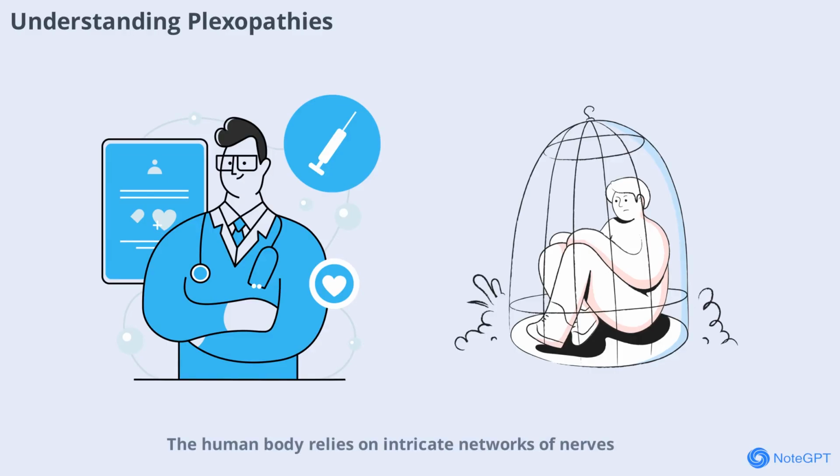The human body relies on intricate networks of nerves to transmit signals between the spinal cord and the limbs. Among these, the brachial and lumbosacral plexuses stand out for their complexity and importance. These plexuses are responsible for carrying sensory, motor, and autonomic information, ensuring that our arms and legs move and feel as they should. When a disorder affects these plexuses, known as plexopathies, the consequences can be profound, often impacting large groups of nerve fibers and resulting in significant disability.